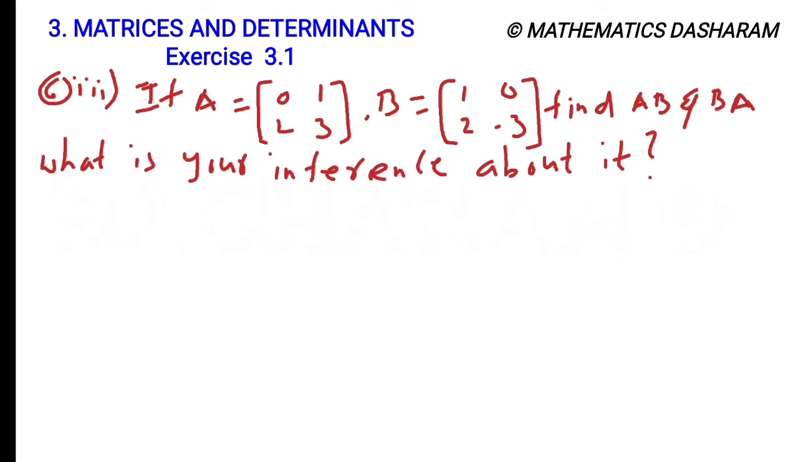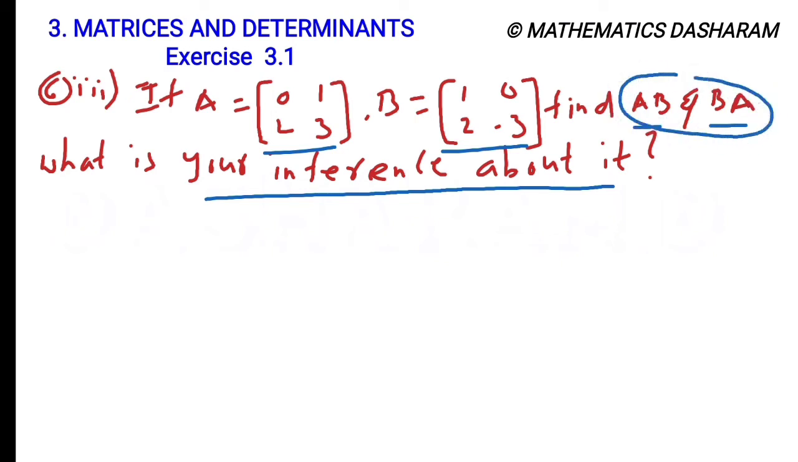Next, the third problem, he gave two matrices A and B, then he is asking find AB and BA. After finding AB and BA, what is your inference about it? Inference is nothing but what can you say about these two answers? So anyhow, let's find out the two answers first of all.